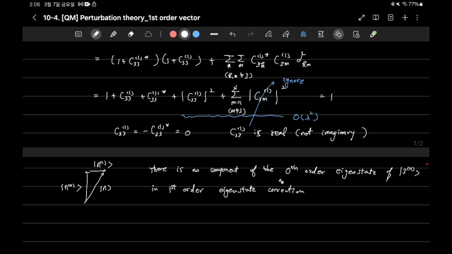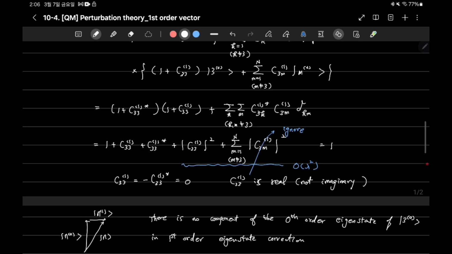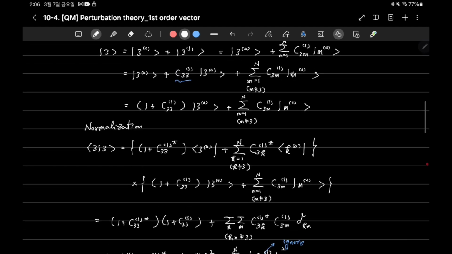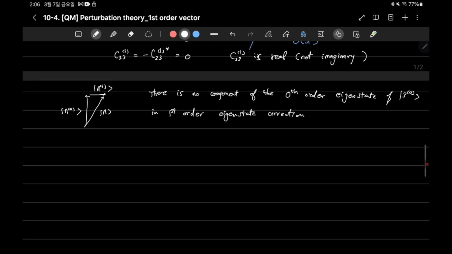So it means that there is no component of the zeroth order contribution, because it is a 0. So there is no 30 state correction in the perturbed eigenstate. So it means that it is orthogonal with zeroth order to the first order. Zeroth order and first order is orthogonal.